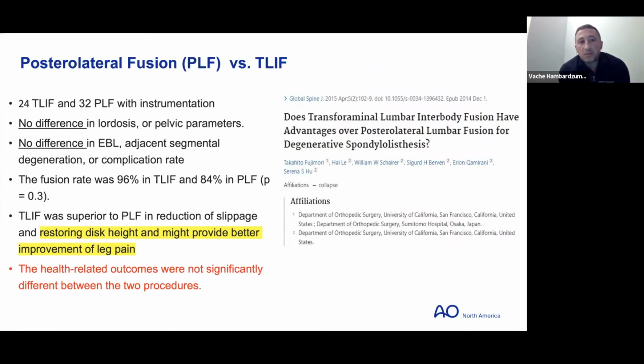They analyzed 24 patients with TLIF and 32 patients with simple posterolateral fusion. They found no difference in lordosis or pelvic parameters, and no difference in EBL or adjacent segment degeneration. TLIF yielded a better fusion rate in comparison with posterolateral fusion alone. They concluded that TLIF has better results in restoring disc height and might provide better improvement of leg pain. However, the overall health-related outcomes were not significantly different in the two groups for both procedures. Next slide, please.